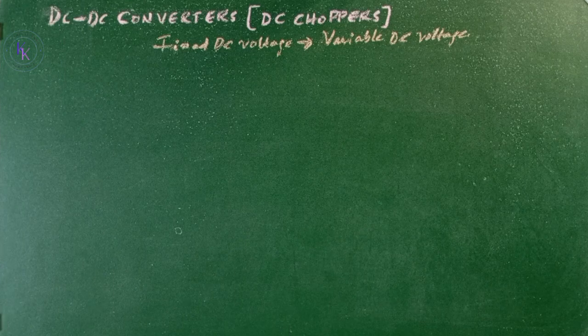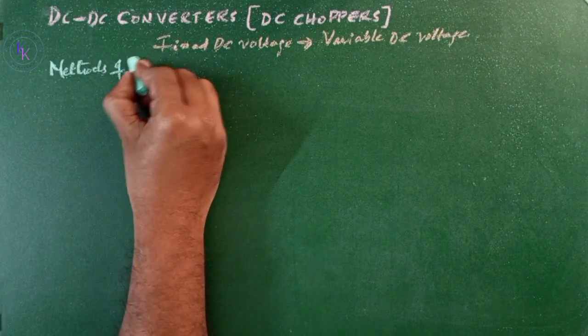DC to DC converters. Several industrial applications require power from a DC voltage source. Thus, a DC to DC conversion is required. Methods of obtaining variable DC.